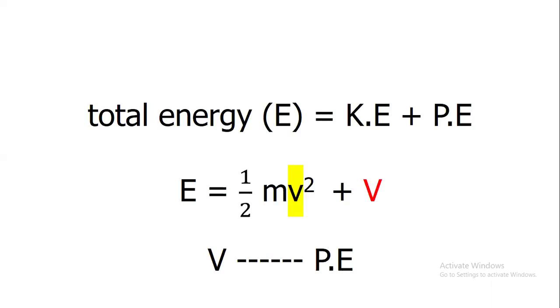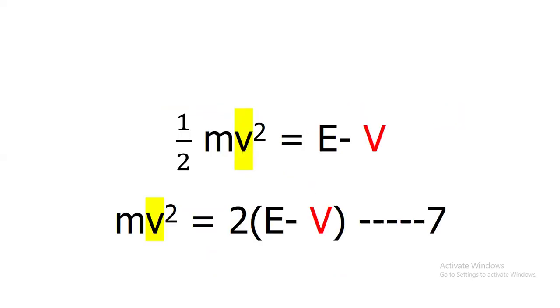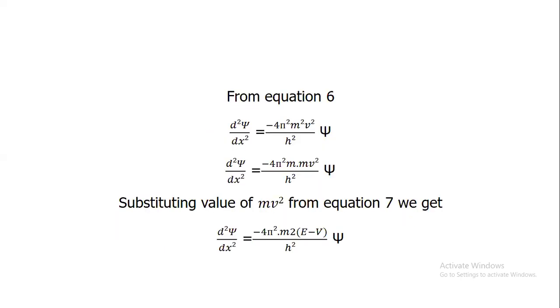Total energy is kinetic energy plus potential energy, so E = ½mv² + V. So we can write ½mv² = E − V. Solving, we get mv² = 2(E − V), equation 7. From equation 6, d²ψ/dx² = −4π²m²v²/h² ψ. So again, solving, d²ψ/dx² = −4π²m(mv²)/h² ψ.